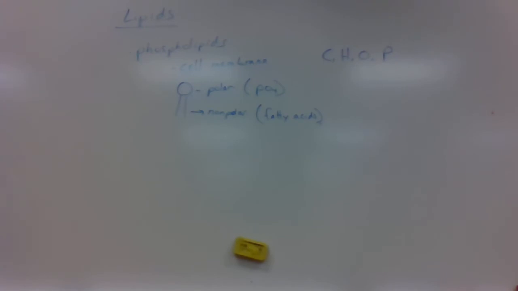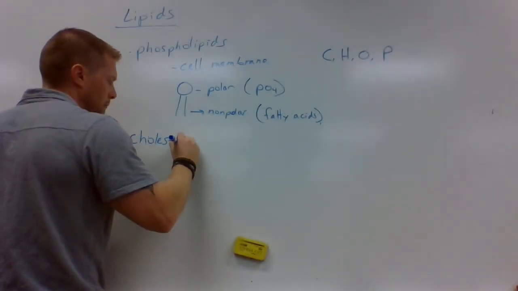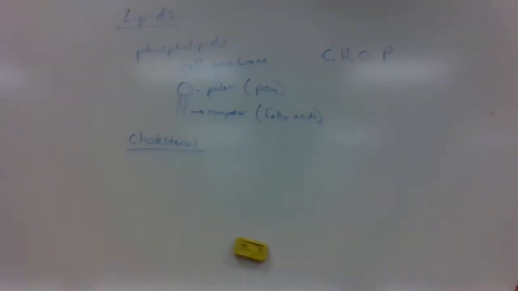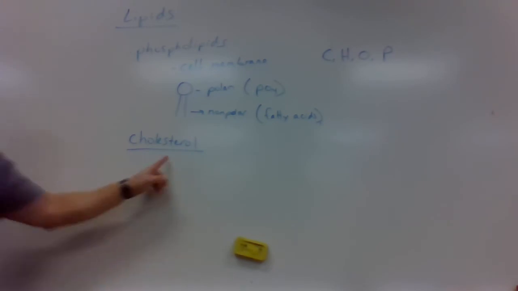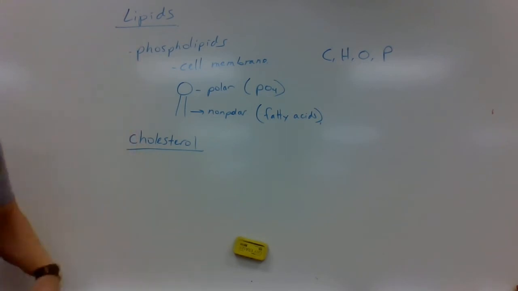We also talked about cholesterol. Cholesterol is also a non-polar lipid. We said that cholesterol is found within your cell membranes. Cholesterol is also used to make steroid hormones like testosterone, estrogen, and progesterone. Too much cholesterol in your bloodstream can lead to the formation of plaques. We call it atherosclerosis, right? Plaque formation due to buildup of cholesterol. But cholesterol is another type of lipid.